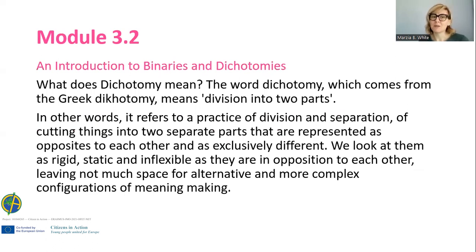But what does dichotomy mean? The word dichotomy comes from the Greek, and it means division into 2 parts. In other words, it refers to a practice of division and separation, of cutting things into 2 separate parts that are represented as opposites to each other and exclusively different. We look at them as rigid, static, and inflexible as they are in opposition to each other, leaving not much space for alternative and more complex configurations of meaning making.